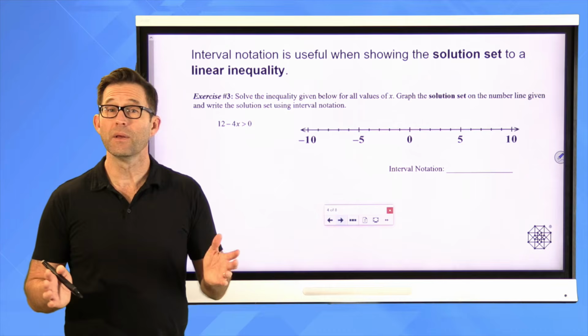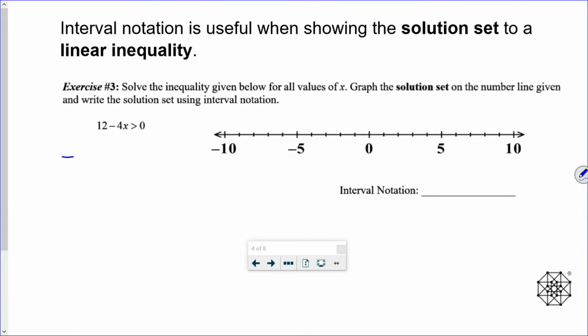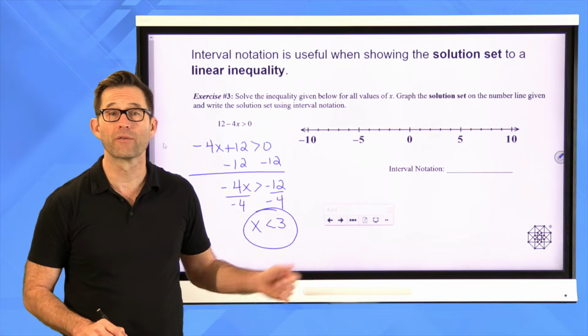All right, need to be a little careful because I've got a -4 sitting there. But for me, I'm going to rewrite this as -4x plus 12 is greater than 0. I'm going to subtract a 12 from both sides. And I'm going to get -4x is greater than -12. I'm going to divide by -4 on both sides. And immediately when I do that, I need to switch the direction of the inequality. And I'm going to get x is less than 3. All right, great, wonderful.